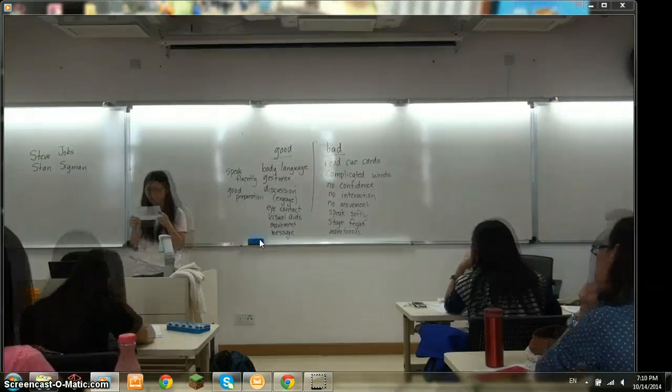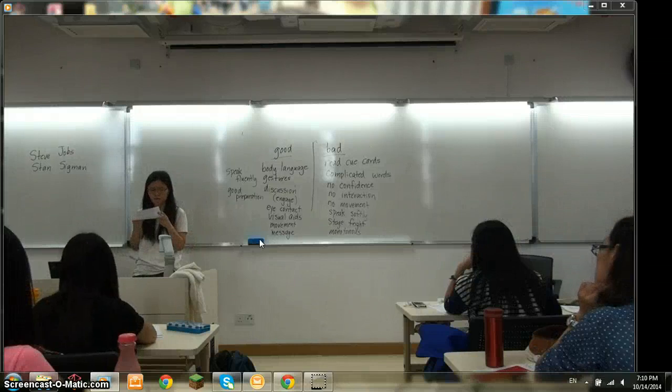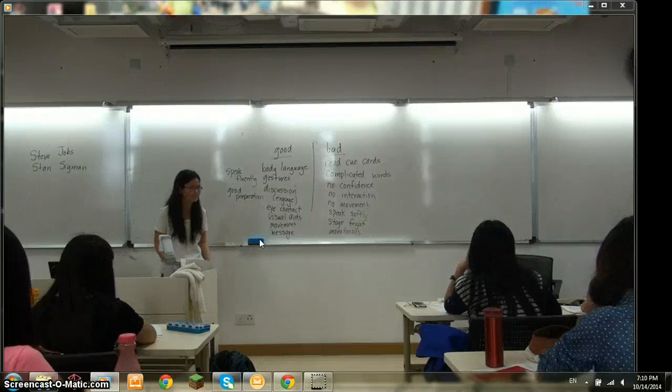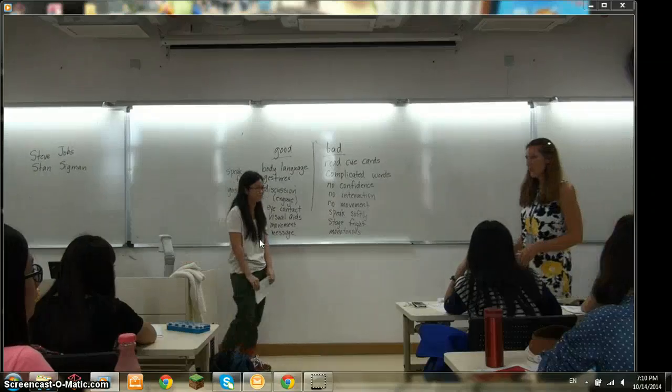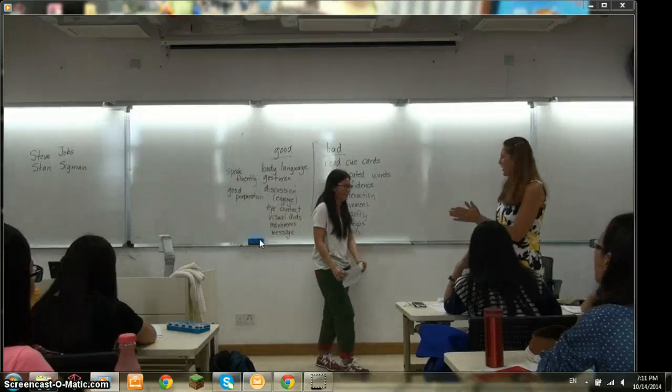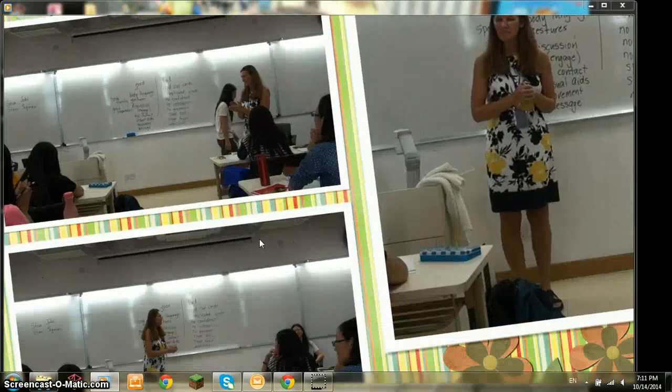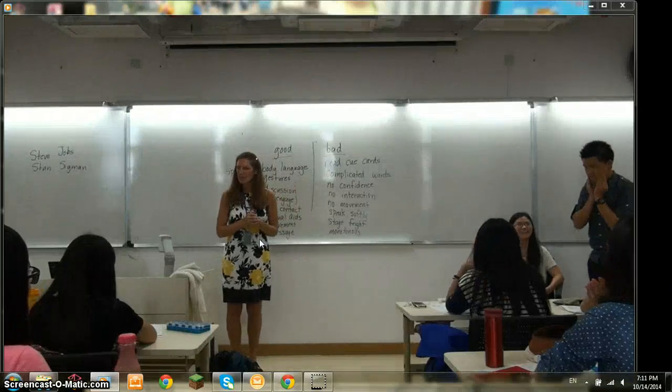So this is an example of one. You can see she's reading, she's not making eye contact. Students were pretty bored, they weren't paying attention to her. So obviously this was an example of a bad presentation. And later we're going to talk about some of the other things that she did incorrectly.